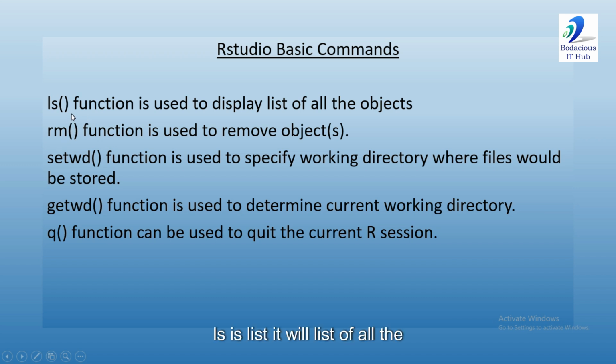ls is list, it will display a list of all the objects available in the environment. Using the remove method, rm stands for remove, we can delete an object. Set working directory, this function can be used to specify the working directory. Whatever files we save will be saved in this working directory. Get working directory, using this function we can determine the current working directory. And q stands for quit, it is used to quit the R session.